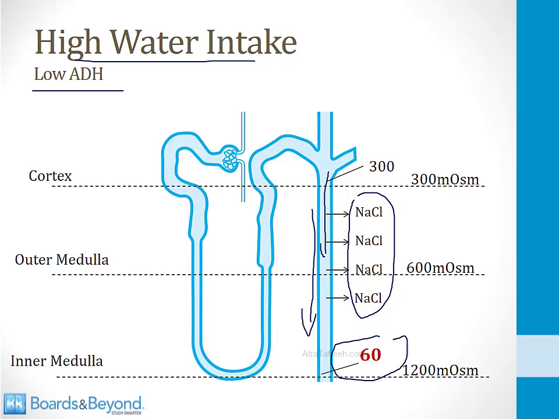In other words, you are excreting mostly free water and very little solutes, and this is what you want to do. There's excess free water in the body, so you want to excrete urine that is very dilute and has a very low osmolarity.